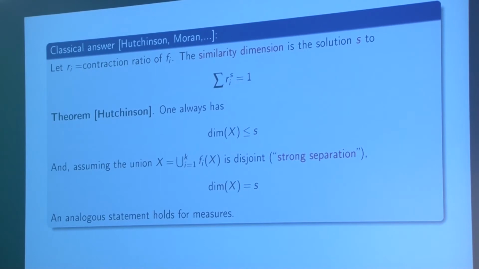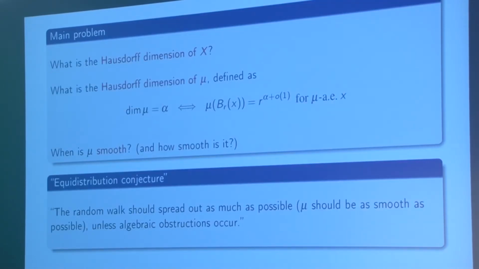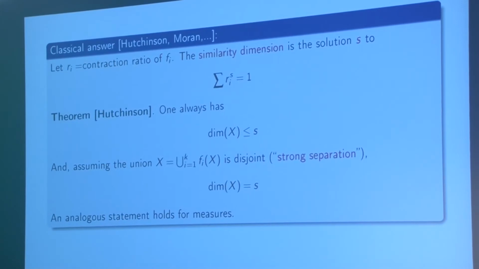Okay, so to make this conjecture precise, I have to tell you what it means for something to spread out as much as possible. That is, how much could it possibly spread out? And I have to tell you what the algebraic obstructions could be. So here's the classical result, which is usually attributed to Hutchinson and possibly Moran, and of course before there were special cases. And I should say that I apologize if I don't mention so much of the history because I simply wouldn't have time otherwise to say anything.